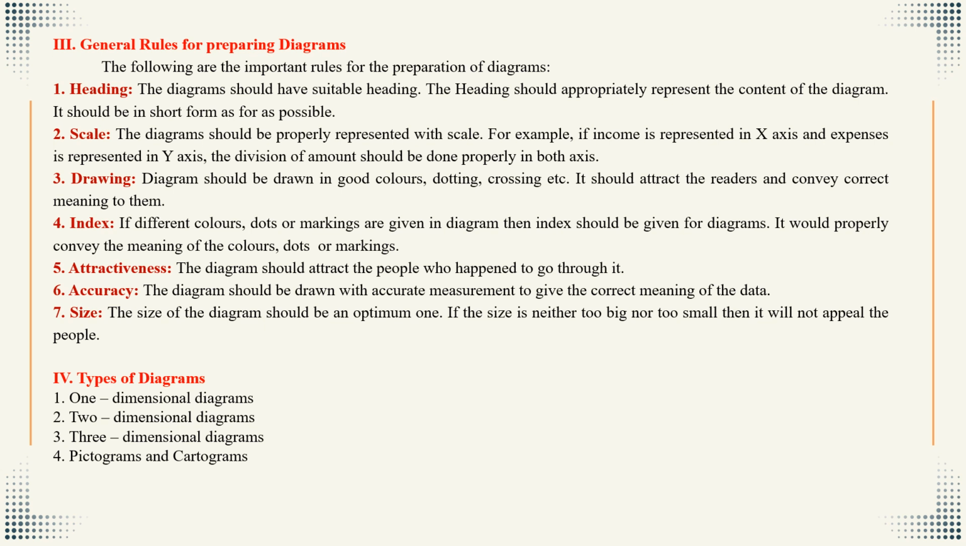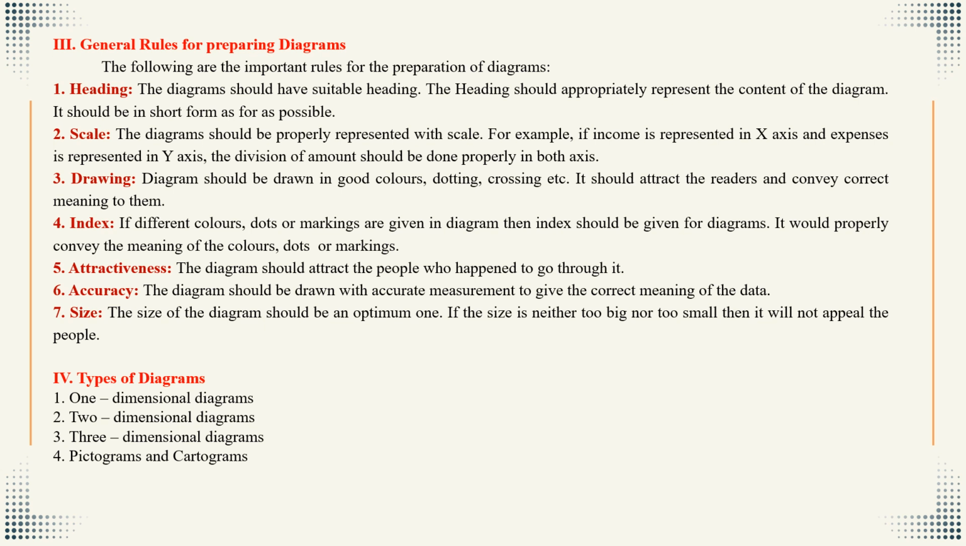Next one is general rules for preparing diagram. First one is heading. The diagram should have a suitable heading. The heading should appropriately represent the content of the diagram. It should be in short form as far as possible. Second one is scale. The diagram should be properly represented with scale. For example, if income is represented in the x-axis and expenses in the y-axis, the division of amount should be done properly in both axes.